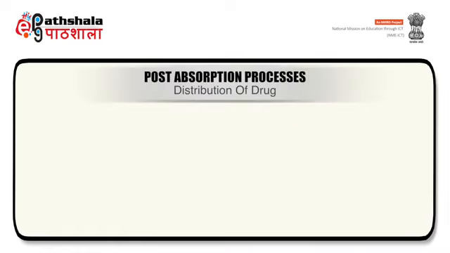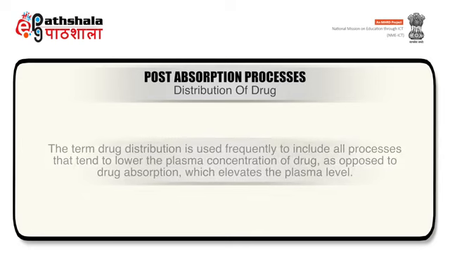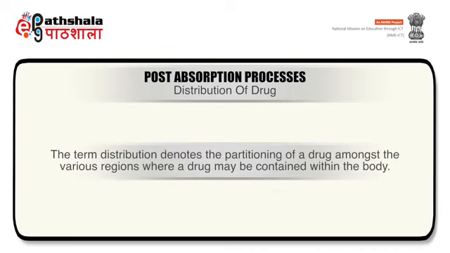Students, the first post-absorption process is distribution of drug. The term drug distribution is used frequently to include all processes that tend to lower the plasma concentration of drug, as opposed to drug absorption which elevates the plasma level. The term distribution denotes the partitioning of a drug amongst the various regions where a drug may be contained within the body.